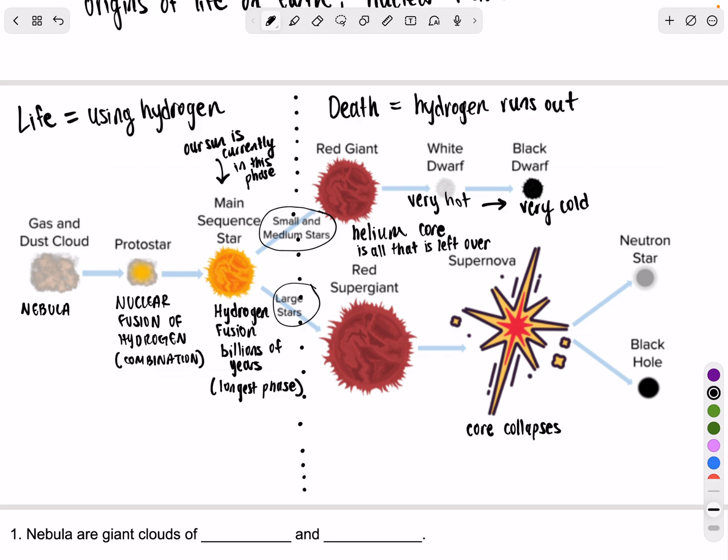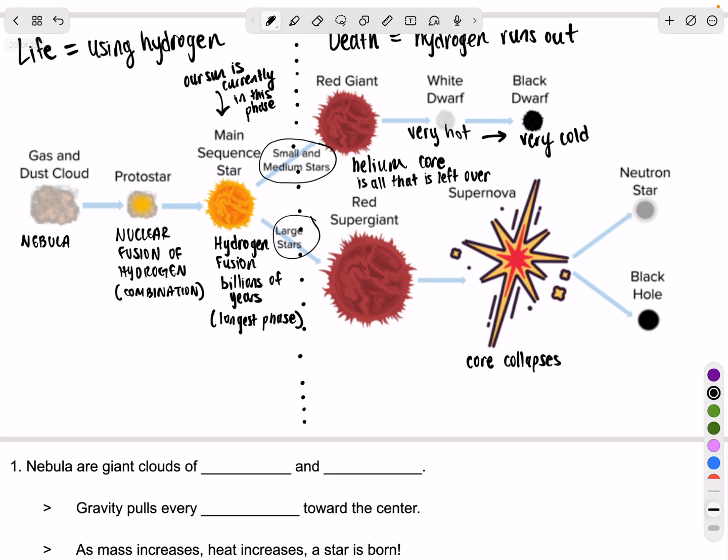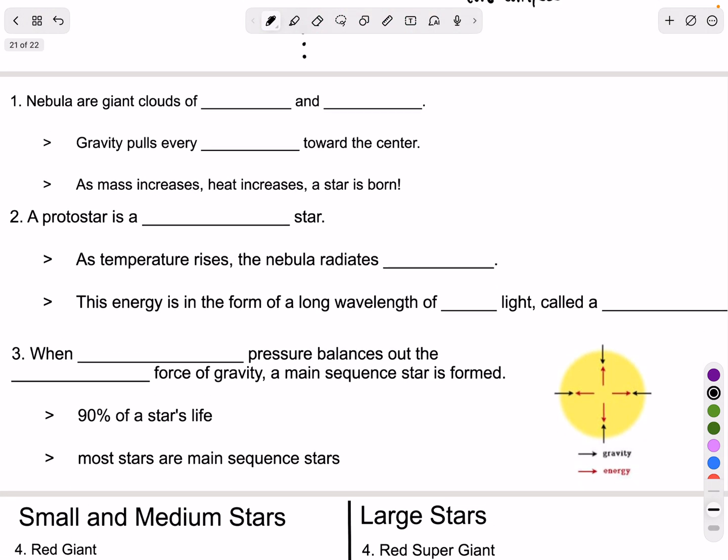All we need to worry about right now, today, in this current stage of our unit, is that we have two different pathways, one for small and medium stars and one for large stars. We go from a nebula into a protostar into a main sequence star. From there, our small and medium stars can turn into a red giant, white dwarf, then a black dwarf. However, our large stars go from a red supergiant into a supernova and then a neutron star or a black hole.